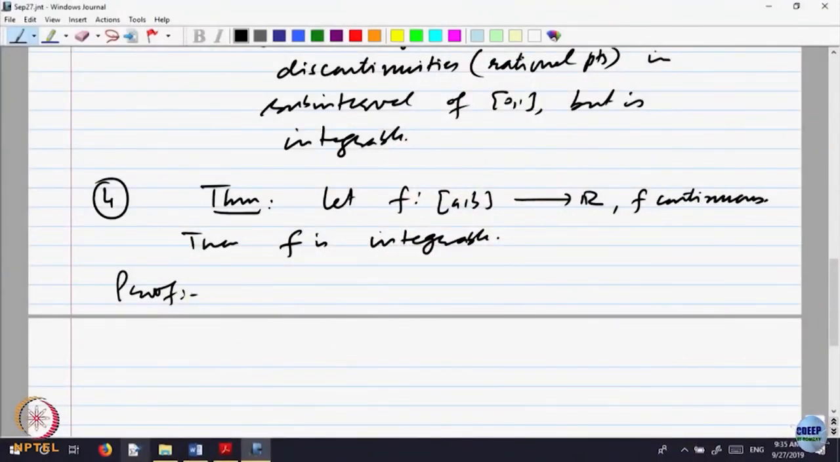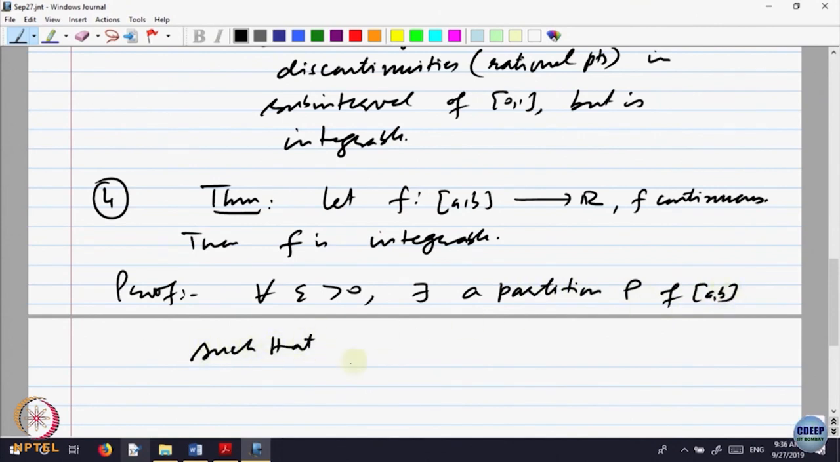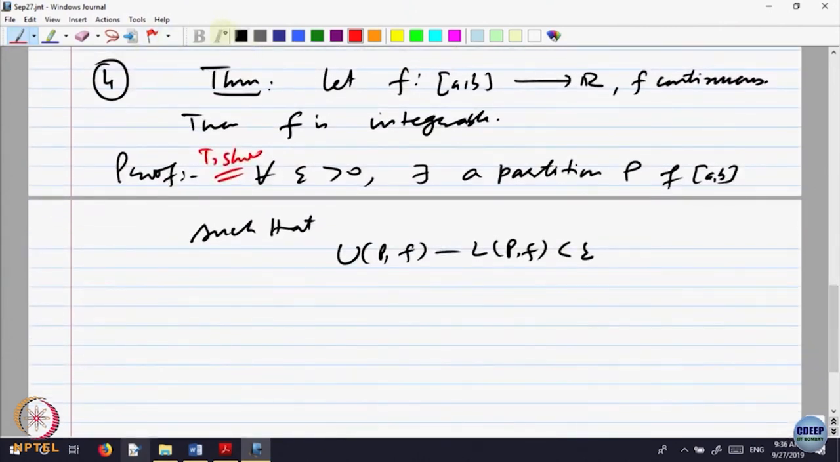So basically what we want to show is that it is integrable. We are not interested in computing the integral. So we will use the criterion that for every epsilon bigger than 0, there exists a partition P of [a, b] such that the upper sum minus the lower sum is less than epsilon. This is what we will show, and we had observed that this is a necessary and sufficient condition for a function to be Riemann integrable. So let us start with an epsilon, fix it.